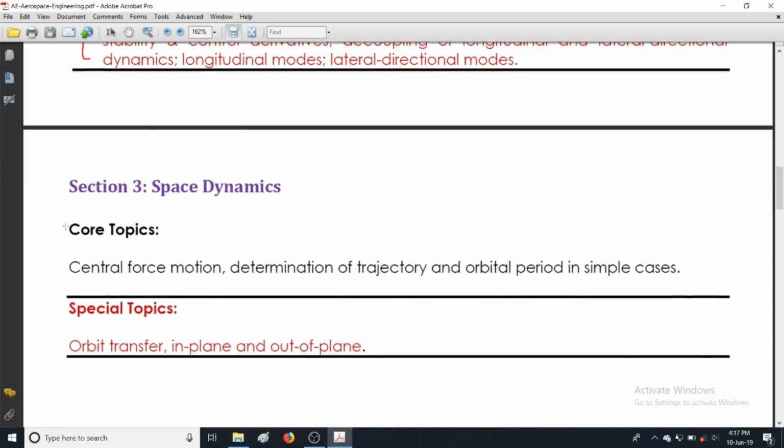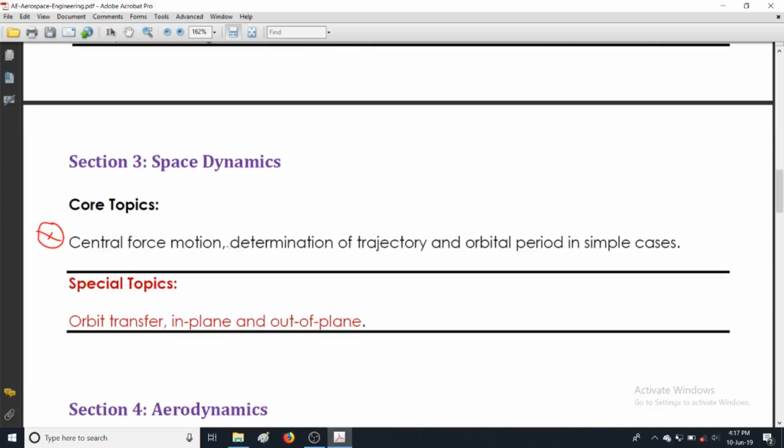So this is also a very important part. Many people will neglect this, but it's very simple. Only basic questions are asked from space mechanics. So in this, first we will learn the different types of orbit, like parabolic, elliptic, hyperbolic, circular, etc.